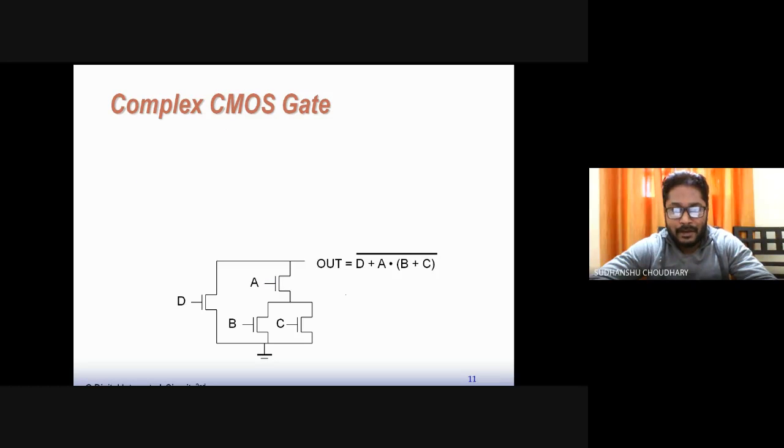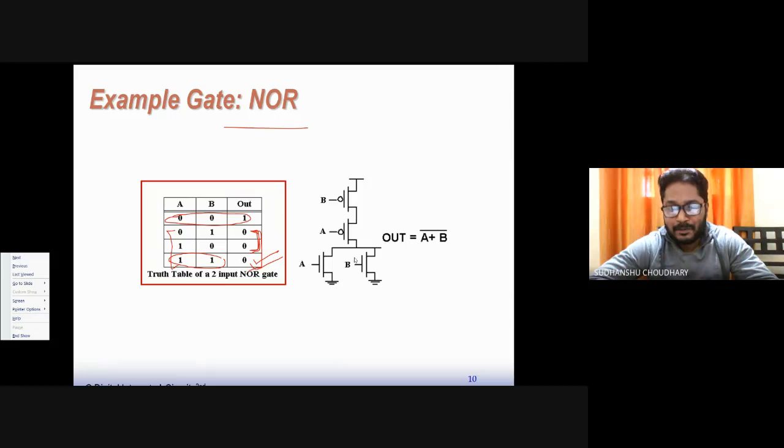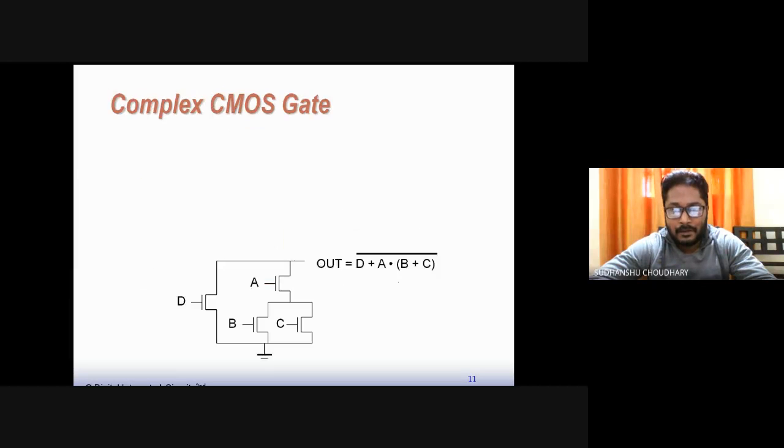Now similarly, one can think about implementing any other logic. In the previous case you will also notice that pull-up is the dual of pull-down. So if you have a connection of parallel NMOSes in the pull-down network, you have a series connection of the PMOSes in the pull-up network, right? So similarly, one can think of drawing the circuit of any other complex logic circuit.